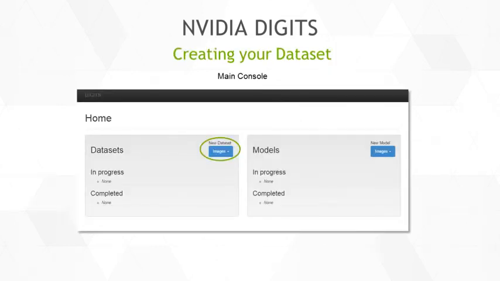So, creating a dataset. When you first open up DIGITS, this is what you're going to see. You're going to see this main console, and this is like your center dashboard. This tells you what datasets and what trainings you've performed on this machine or on your host machine, and it helps you keep track of things.